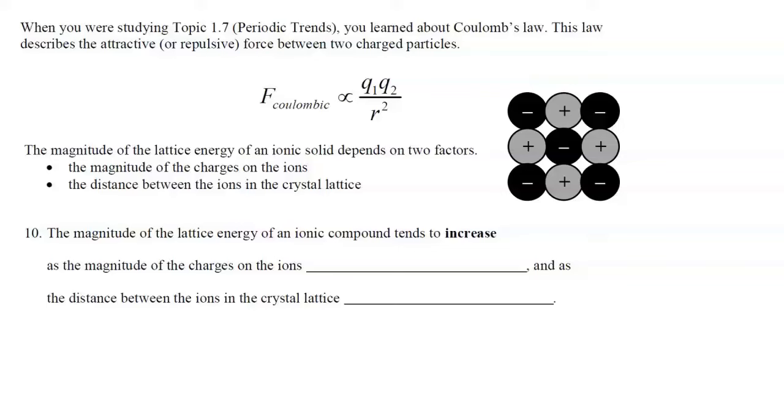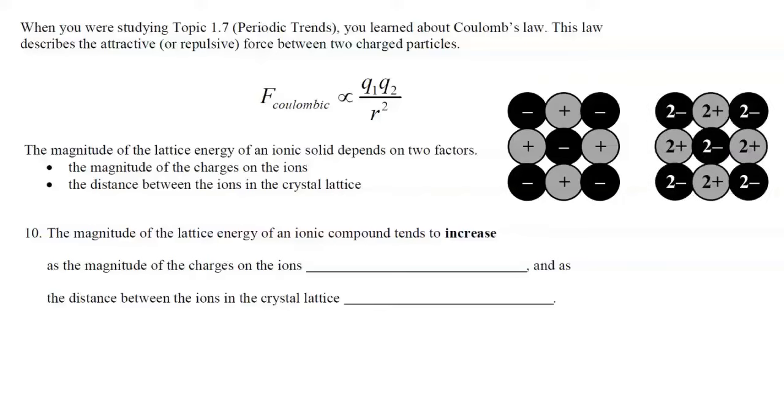But it's the same relationship in that there is a numerator and a denominator. The numerator is about the magnitude of the charges on the ions, and the denominator is about the distance between those ions in the crystal lattice. So take a look at these 2 particle diagrams side by side.